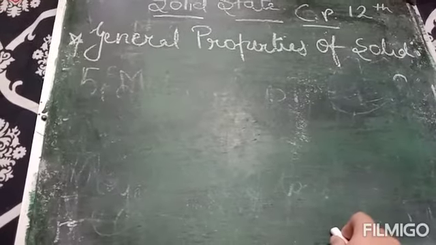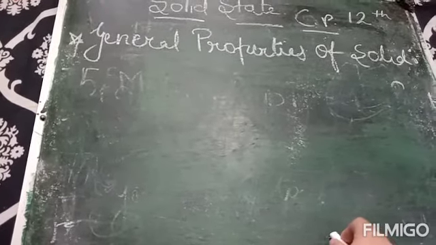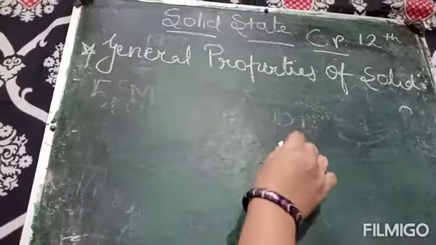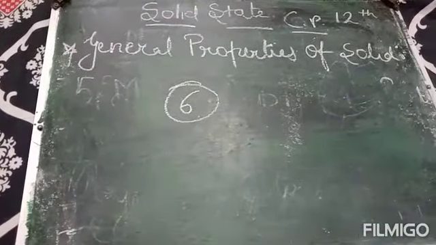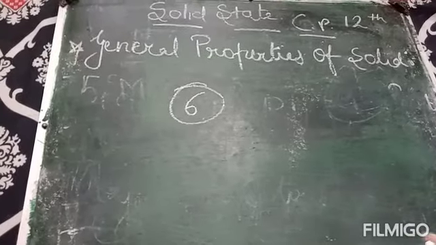So after this we learned about the general properties of solids. So there are mainly 6 types of general properties of solids.